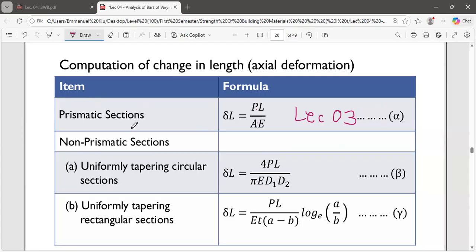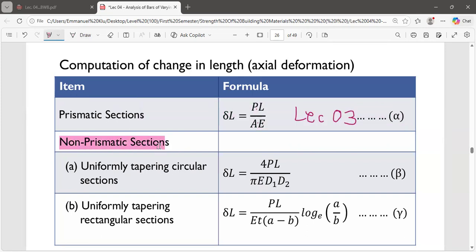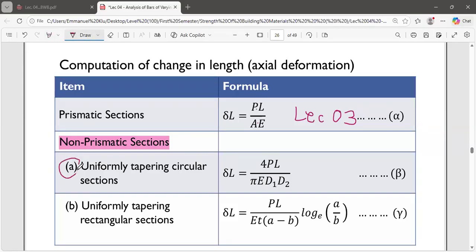But in today's lecture, we looked at non-prismatic sections. In non-prismatic sections, we focus on two subtopics: uniformly tapering circular sections and uniformly tapering rectangular sections. We realize that to know the total change in length of a uniformly tapering circular section, we have to adopt this formula.